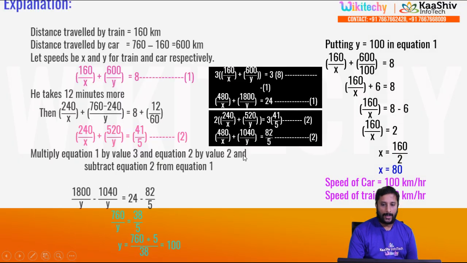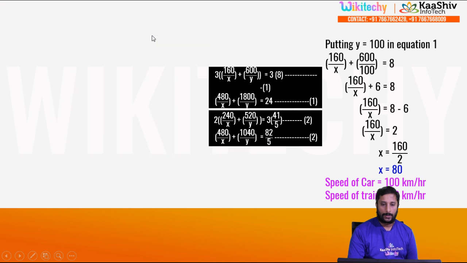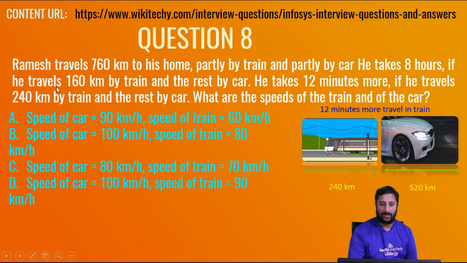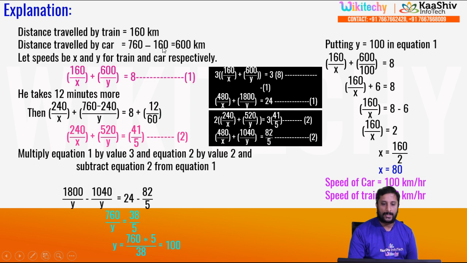Let's move back and see it here. So the distance traveled by train is equal to 160 km. So he is traveling 160 km by train and the rest by car, and he took 8 hours to travel. So 760 minus 160 is 600 by car. So train 160 kilometer, car 600 kilometer.